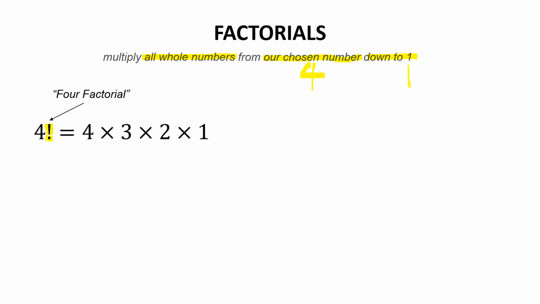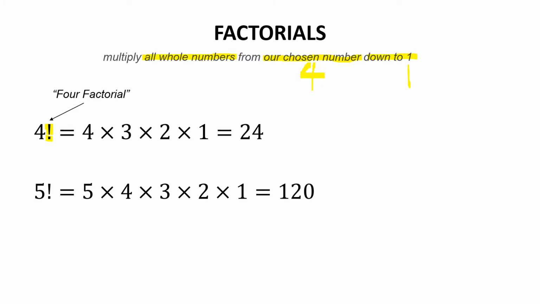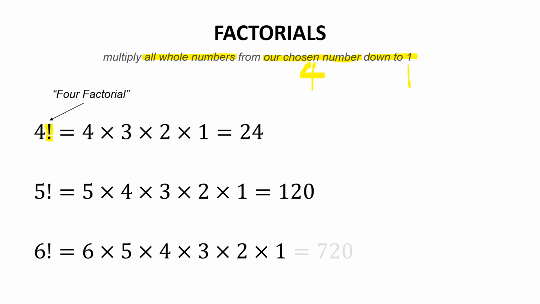4 times 3 times 2 times 1, from 4 until 1. So it's equal to 24. Okay, understand? Simple, right? Next, 5 factorial is equal to 5 times 4 times 3 times 2 times 1, which is equal to 120. The other one, 6 factorial, which is 6 times 5 times 4 times 3 times 2 times 1, is equal to what? 720. Okay, this is what we call factorials.